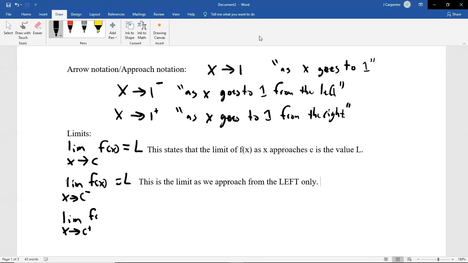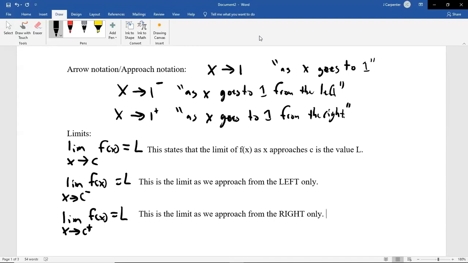You get a plus sign as your exponent instead of a minus sign. So this is the limit as we approach from the right only. Think about your number line. The negatives are on the left, the positives are on the right. So if you have a negative as the exponent, you're coming from the left. Positives are on the right. So if your exponent's a positive, you're coming from the right.